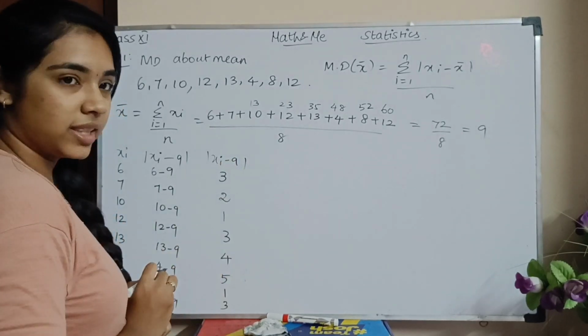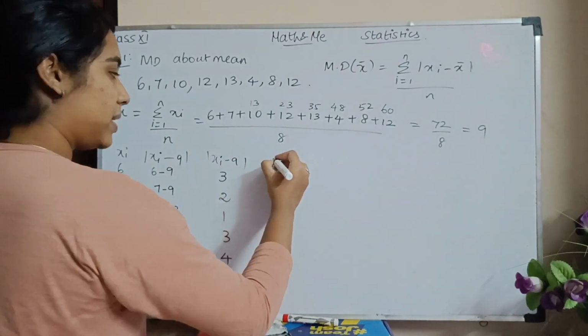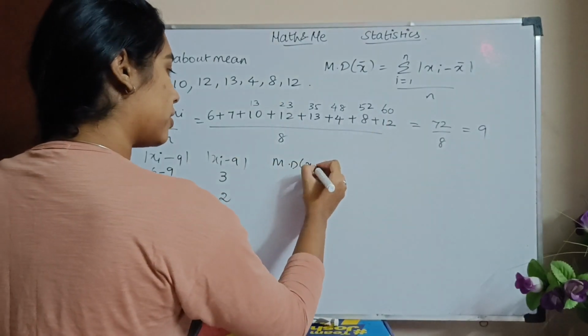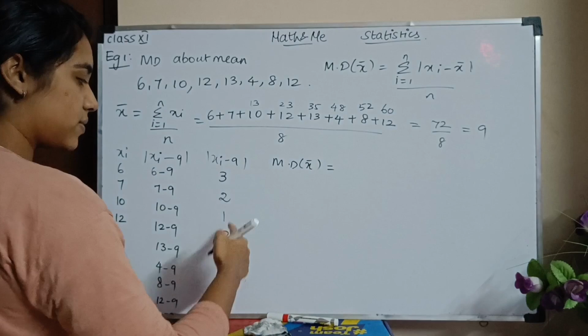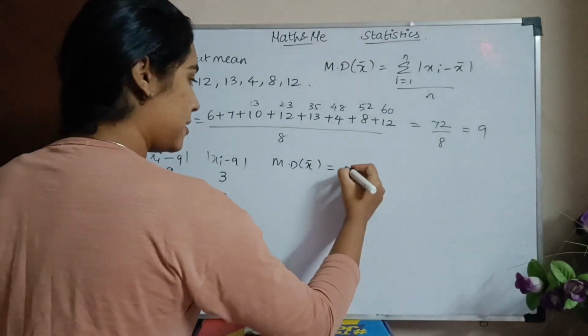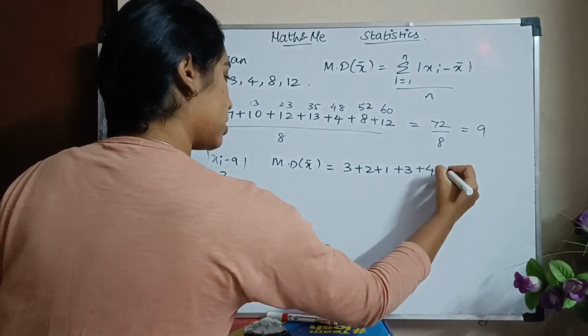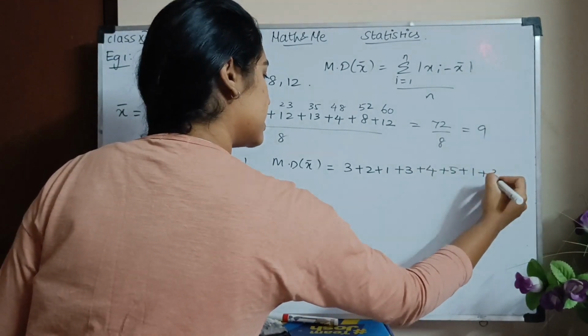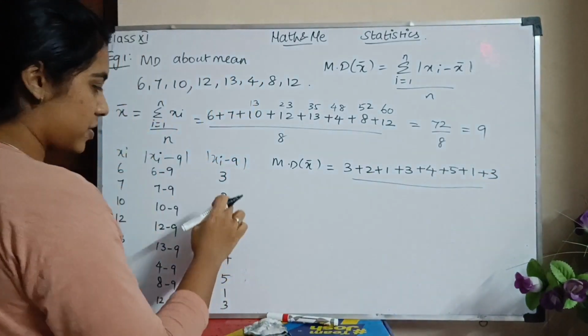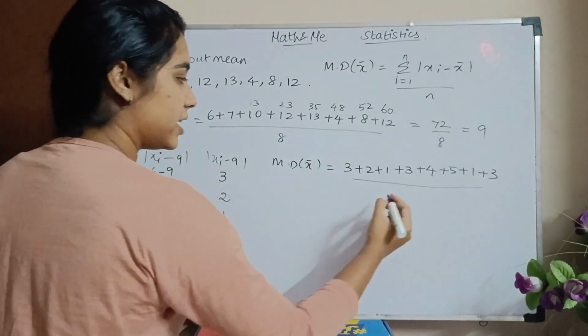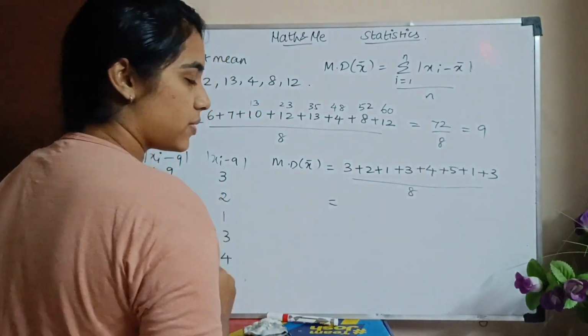Now I need to add all these values. Summation done. So the mean deviation about x bar is: add all these values, 3 plus 2 plus 1 plus 3 plus 4, 5, 1, 3, the whole divided by number of observations, 1, 2, 3, 4, 5, 6, 7, 8. Okay. So when I add all these values, what do I get?